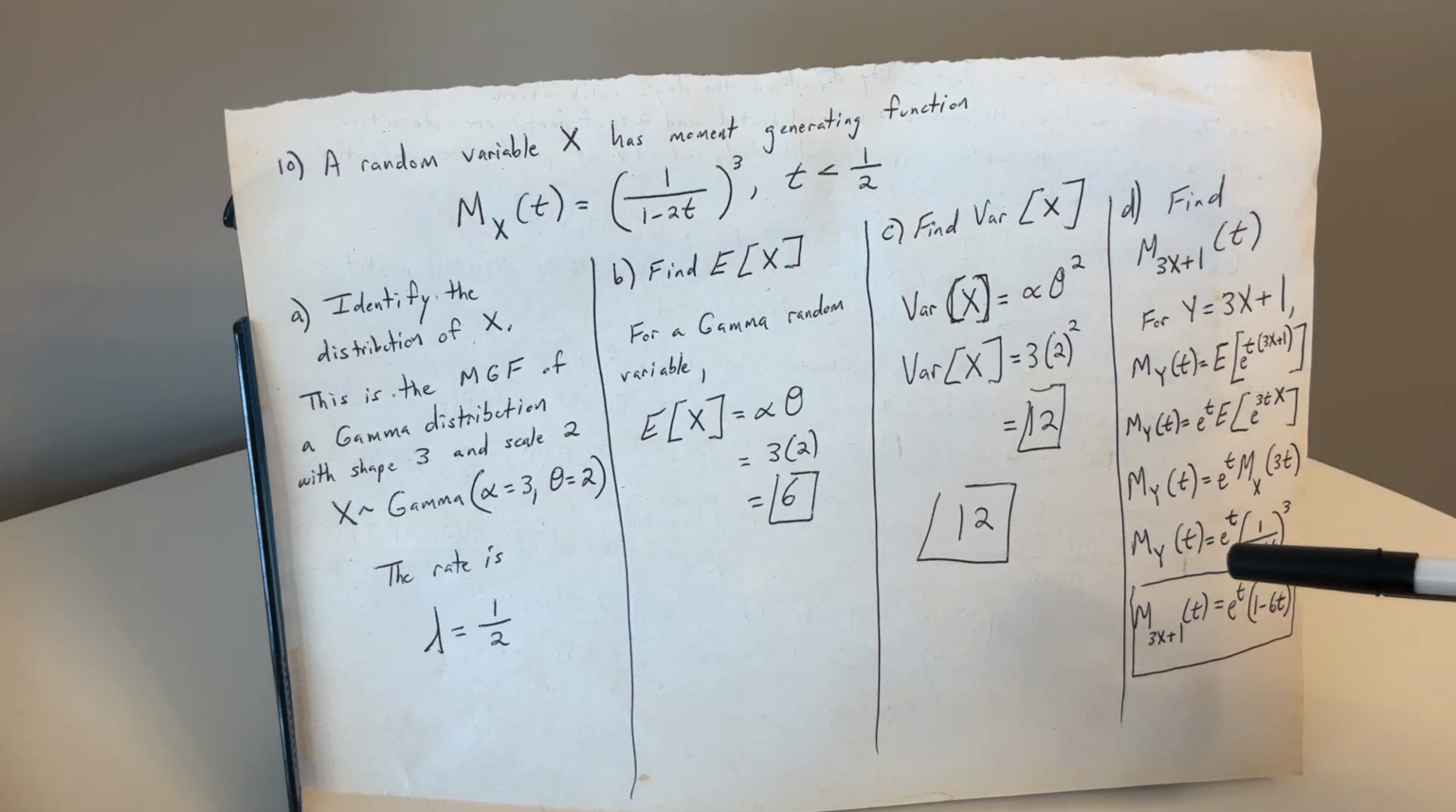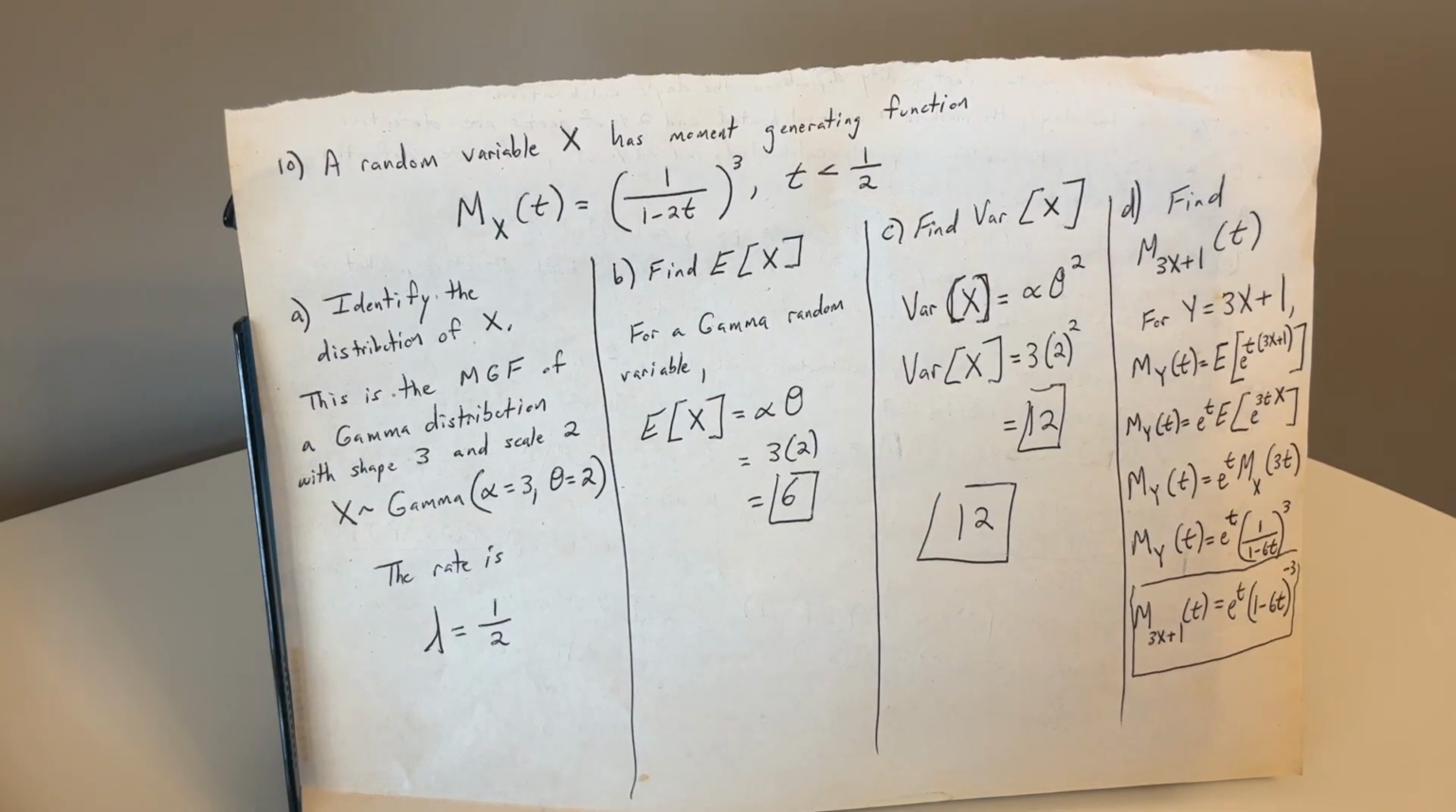So m sub y of t equals e to the t, substituting what we have here, 1 over 1 minus 6t cubed. Now, if we want to write m subscript 3x plus 1 of t with a negative exponent, it's e to the t times the quantity 1 minus 6t to the negative third. Okay, so that takes care of number 10.